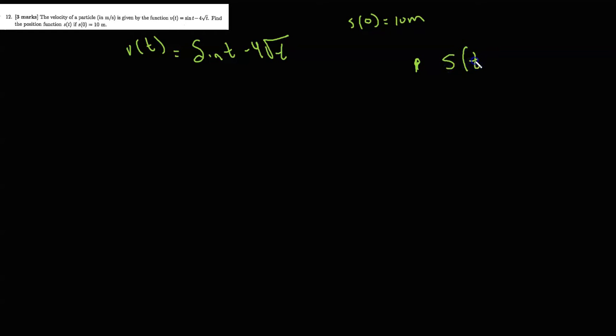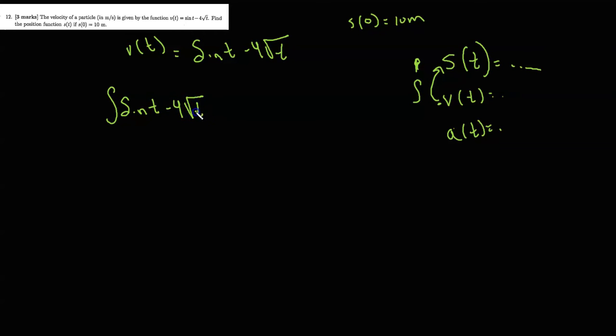Alright guys, so general knowledge: if you have a function of a particle, we'll call it s, the position of the particle as a function of time, and you take the derivative of this function, you get the velocity function of the particle at time t. If you further take the derivative, you get the acceleration of the particle at time t. So we're at velocity, and we've got to go backwards to position. So that's taking the integral to go back. So we've got to take the integral of sine t minus 4 root t. So how would we go about doing that?